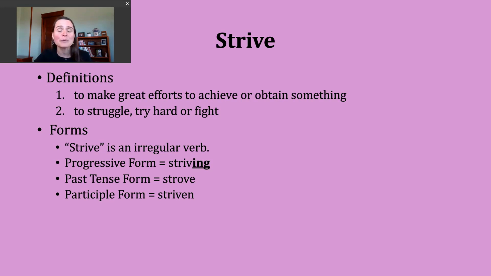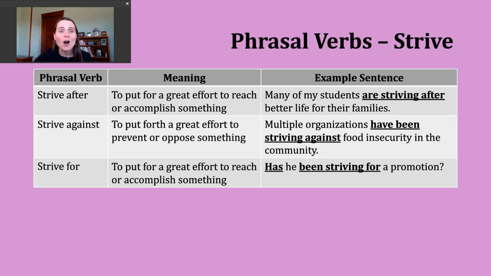It might help you that the pattern here follows that of the verb drive. So drive is a verb that ends with IVE, and we're going to follow the same, change the I to an O in the past tense, and then add an N to the end of the verb to make the participle. So maybe that's a good way to remember the irregular forms. But now let's move on and talk about some phrasal verbs you might see with strive.